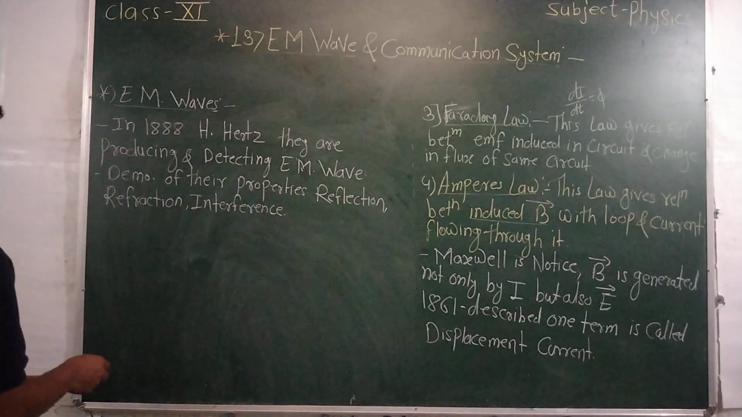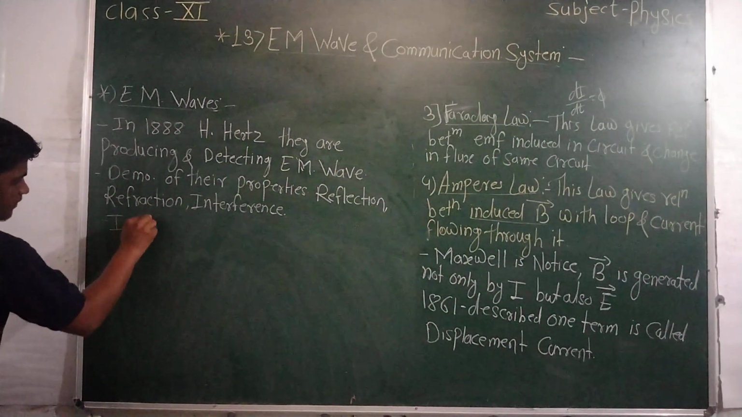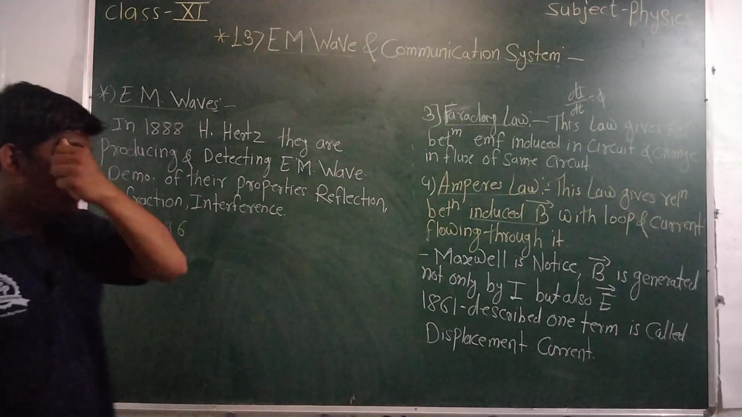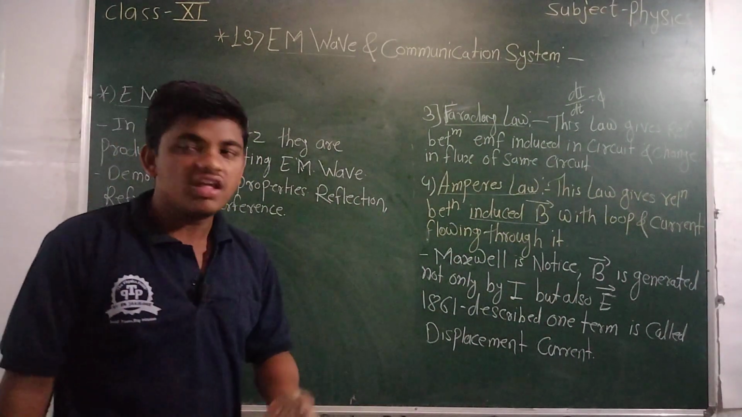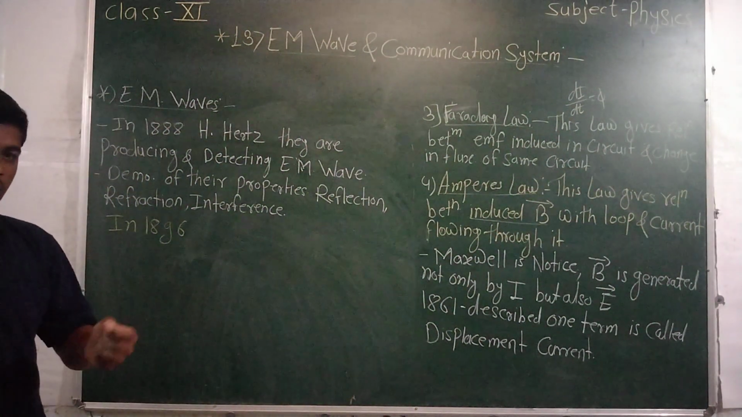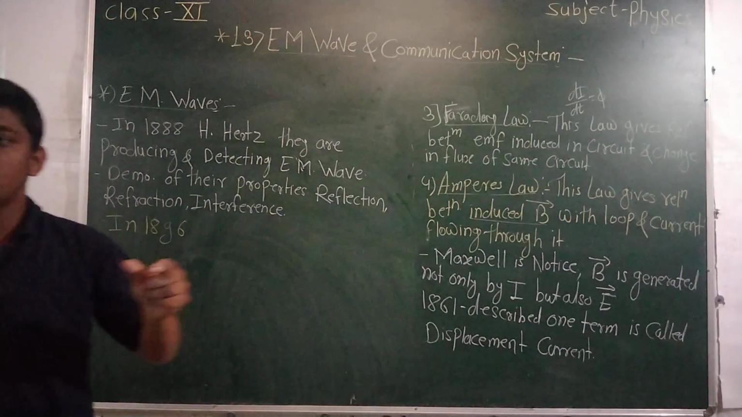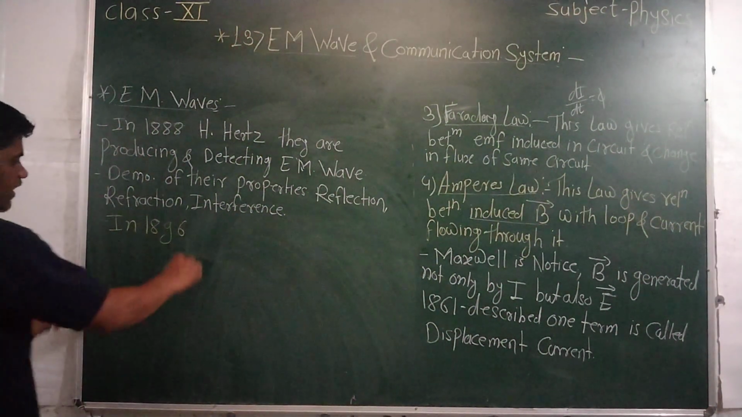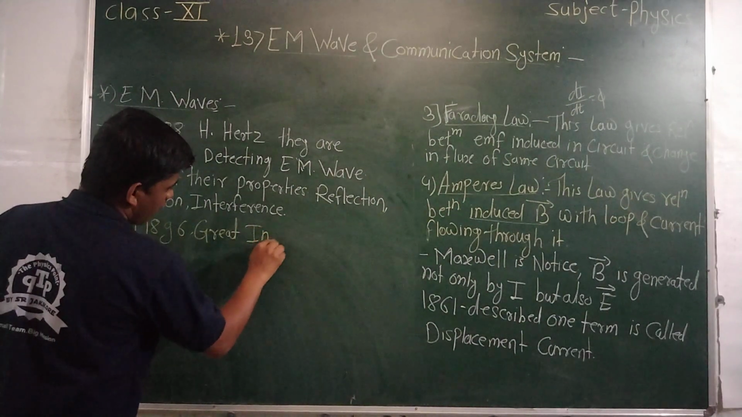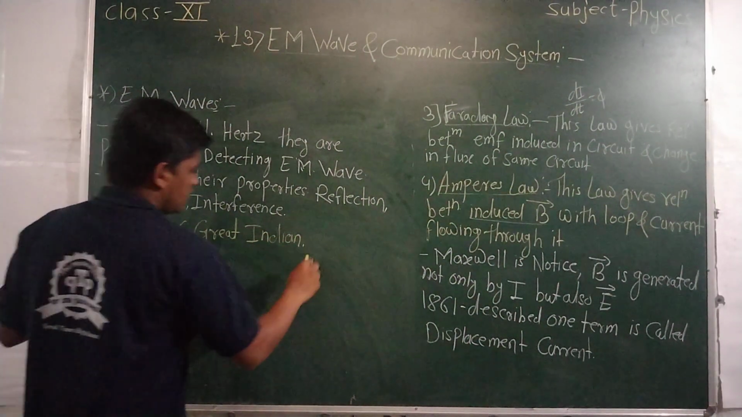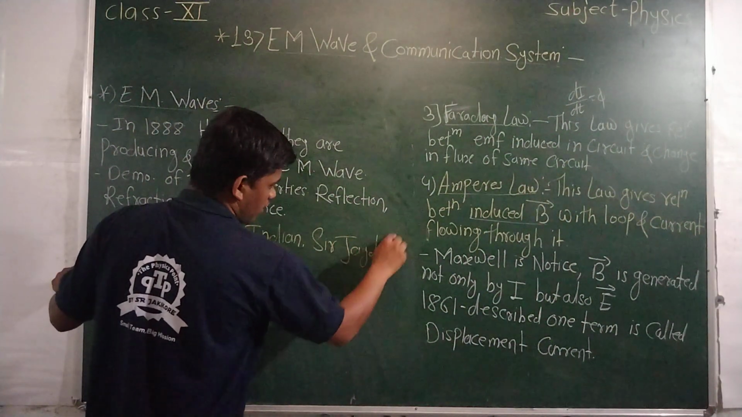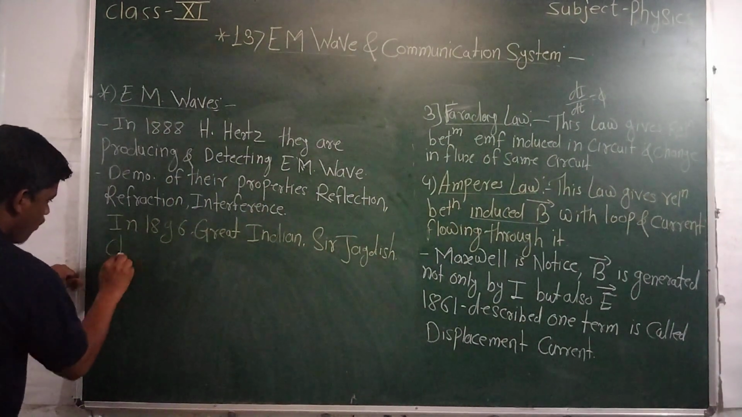Now let's start the interesting part. In 1896, one of the greatest Indian physicists, Sir Jagdish Chandra Bose, produced electromagnetic waves. The range of their wavelength is 5 mm to 25 mm. That is the great Indian scientist, Sir Jagdish Chandra Bose.